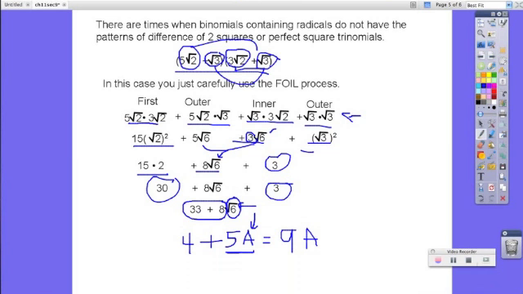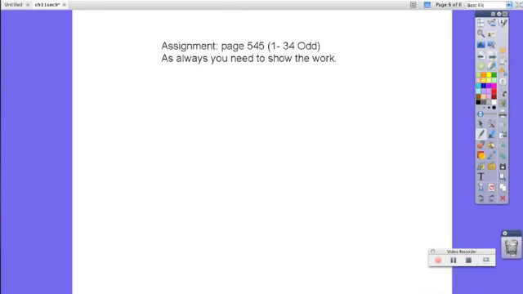Your assignment is 545, numbers 1 through 34, odd only. As always, you need to show the work where appropriate. I hope that I've given you enough examples to do these problems. As always, read the instructions in the book, read the examples. There are a couple videos, I think, on the sidebar on my wiki that will take you to a video on YouTube that will further explain this if you need it.